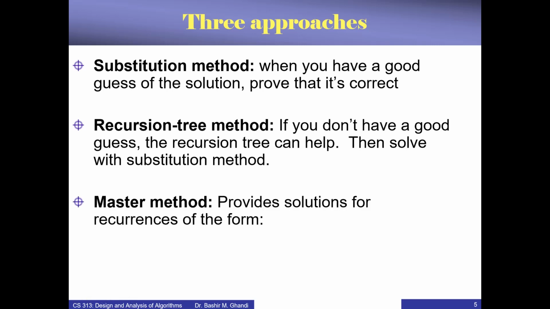And the last method is the master theorem. The master theorem actually provides a kind of formula that can easily be applied to deduce the running time given the recurrence relation. So this is the method we're going to look at last. But it is not applicable to all recurrences.